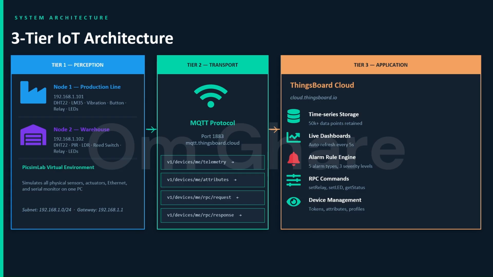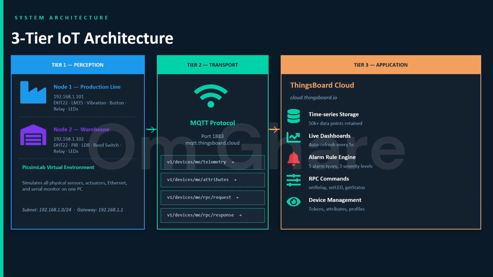The third layer is the application layer. This is the cloud side. Here the ThingsBoard receives data, stores the data, creates dashboard and generates alarm and handles the RPC commands. So if I simplify the flow, the sensor reads the data, Arduino processes the data, MQTT sends it, the ThingsBoard displays the data. Operator monitors the data and optionally sends commands back.